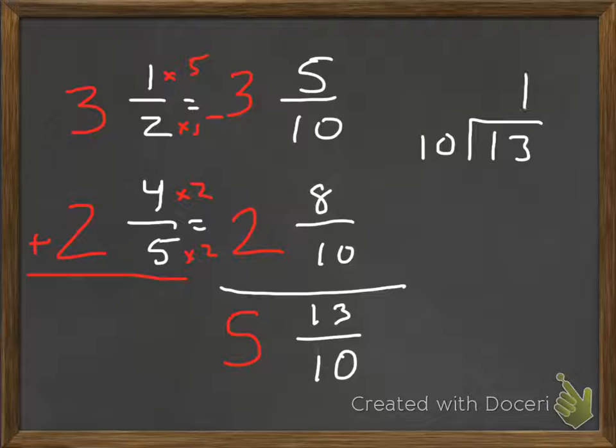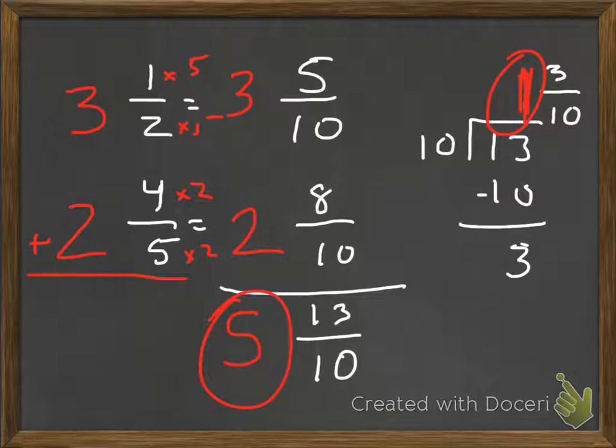10 goes into 13 one time. 13 minus 10 is 3. Your remainder becomes the numerator. Your denominator stays the same, so I have 1 3/10. But you can't forget about that 1. You got to add this 1 to the 5 you have over here. So I'm actually going to have 5 plus 1 and 3/10. And all I'm doing is adding 5 plus 1 is 6, and 3/10. And that is your answer.